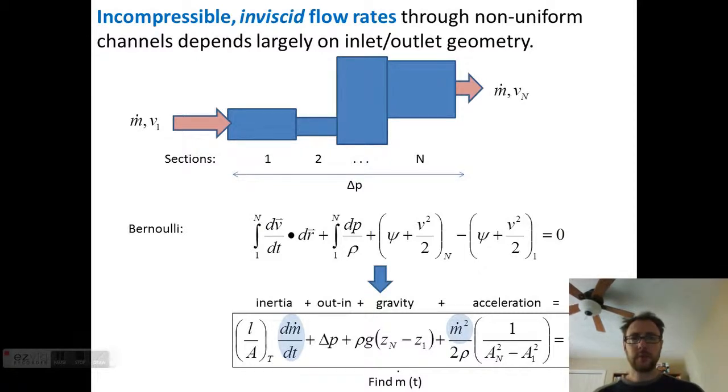So, if we look at incompressible flow, constant density, and we consider an inviscid case, where we're not going to worry about the fact that some of the fluid along the walls of a pipe, for example, is flowing at a different speed due to friction with the pipe than the flow in the middle of the pipe.